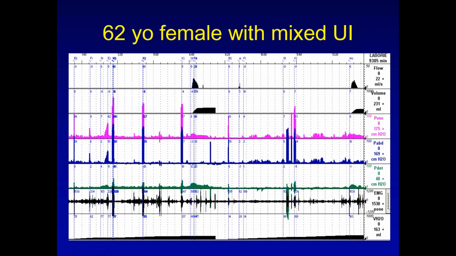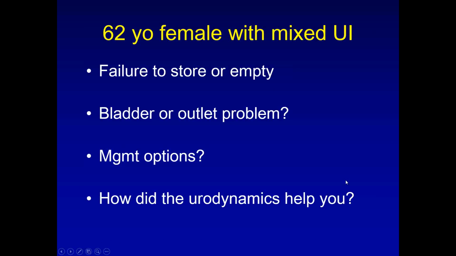When she does go, she produces a Qmax of 22. Her pressures are low, anywhere from 12 to 20 range. Usually it looks like 12. We tried it again just to make sure, and sure enough, it's reproducible. Failure to store or empty.